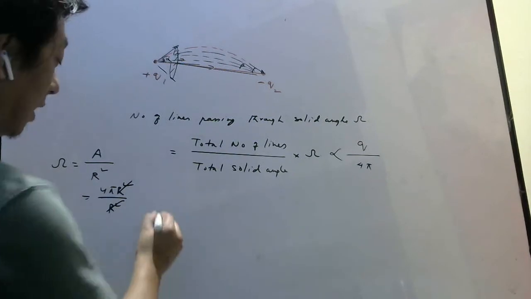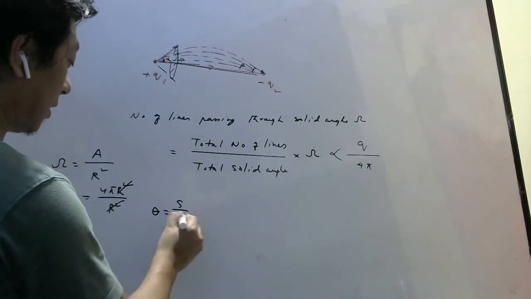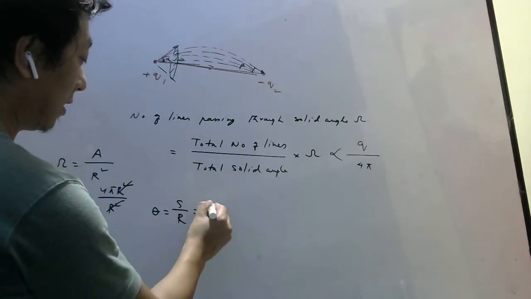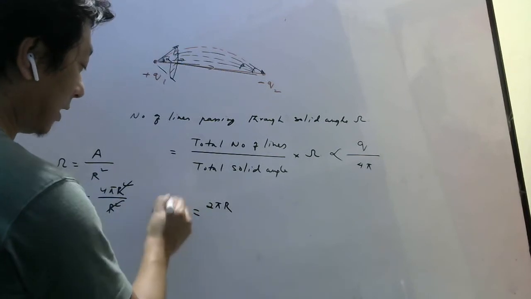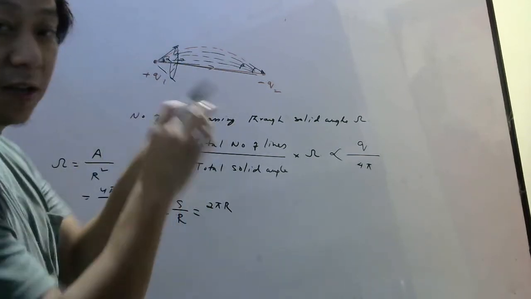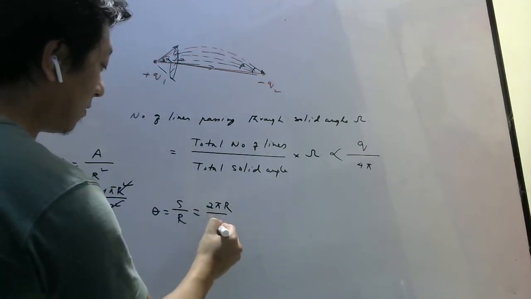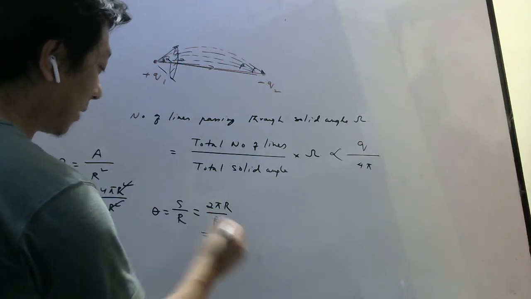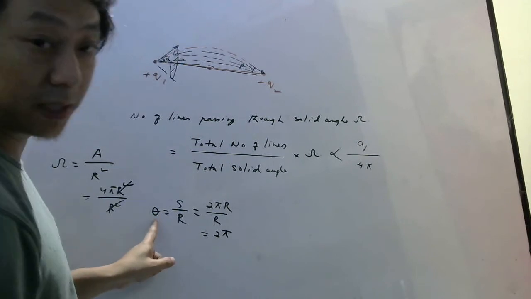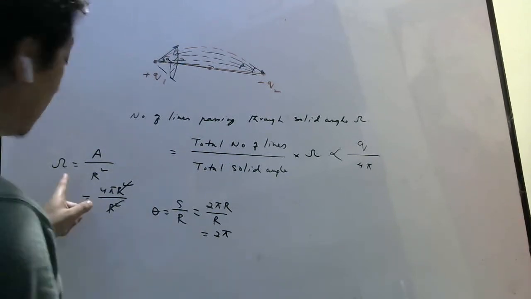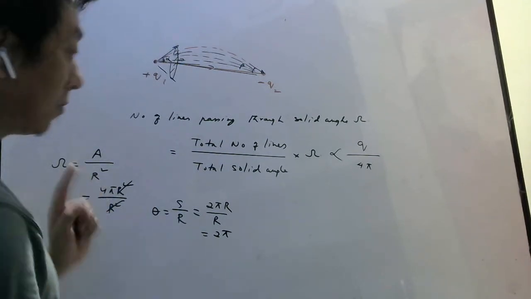Right? So just like angle is what? Arc length by radius. What is the maximum angle? 2 pi, because the maximum arc you can imagine is the full circle. So full circle length is how much? 2 pi r divided by r. So that will be 2 pi. So just like the maximum total angle is 2 pi, same way the maximum solid angle is 4 pi.